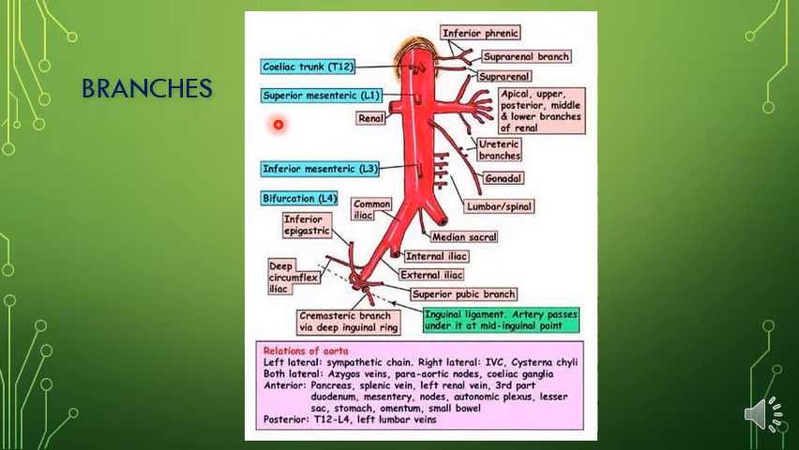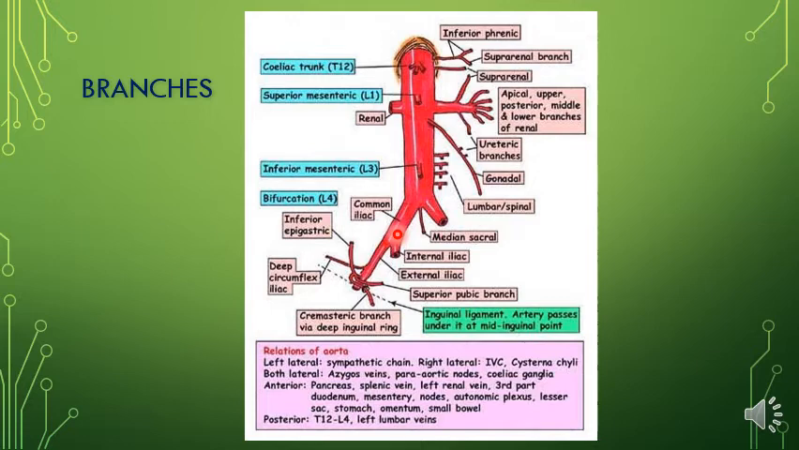Now the branches of the abdominal aorta. The branches of the aorta are arranged into 4 groups. What are these 4 groups? Ventral branches, which are lying anteriorly, then lateral branches, and then dorsal branches, which are seen on the posterior aspect, and then terminal branches. Right, so ventral, lateral, dorsal, which lie behind, and terminal branches.